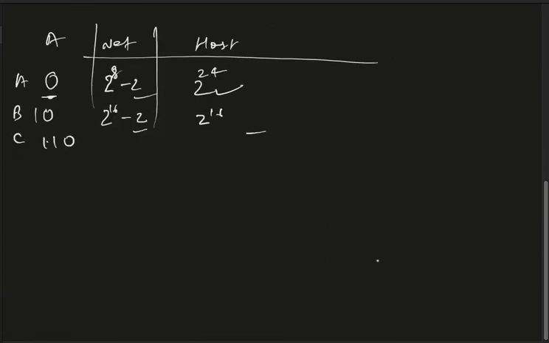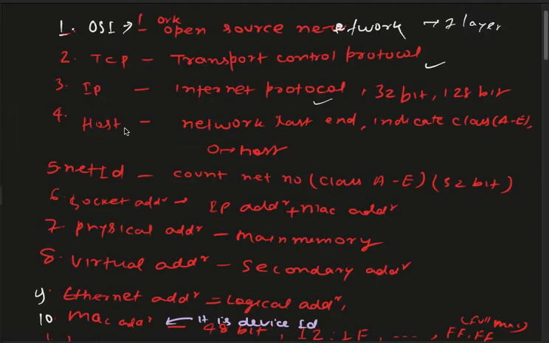Another points are all the points given. Okay, and this is a point also. This is the host and the network. Okay, this is the identification of zero, and it indicates class A to E. Zero is the host, okay, and the network ID counts the net number. Class A is 32 bit in a socket address.